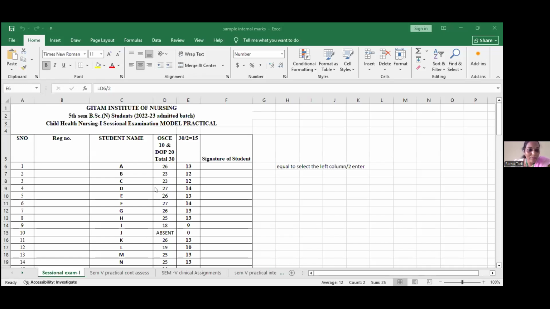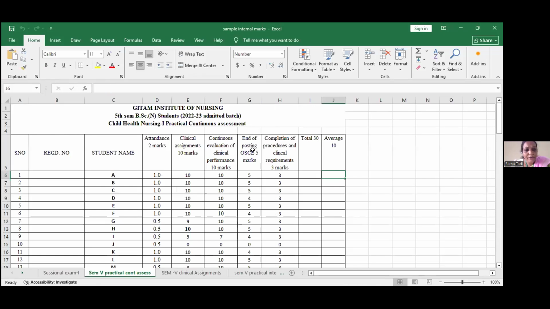So, this is the child health nursing practical. Here you can see I already conducted DOP and OSCE, got the marks, then divided by 2 and got my 15 marks from here. Now, this is another Excel sheet where I kept my practical continuous assessment.